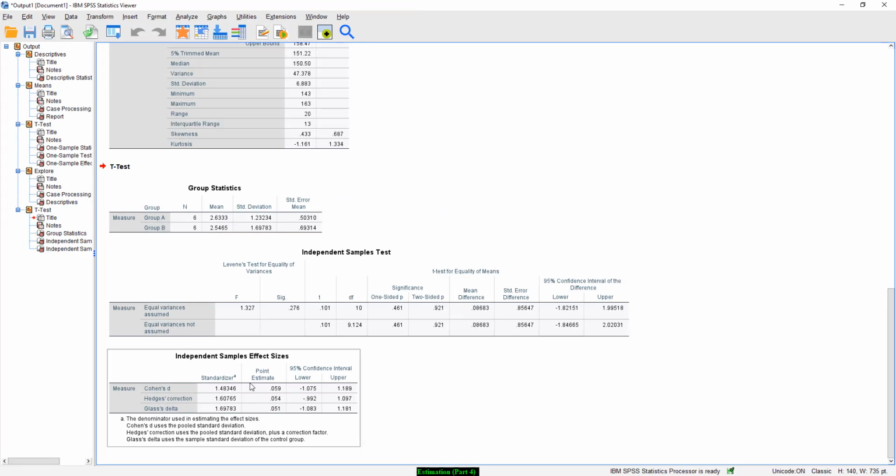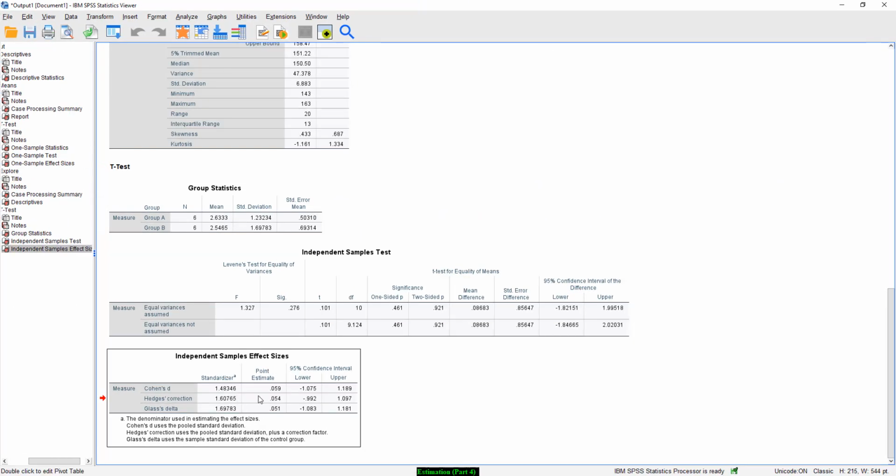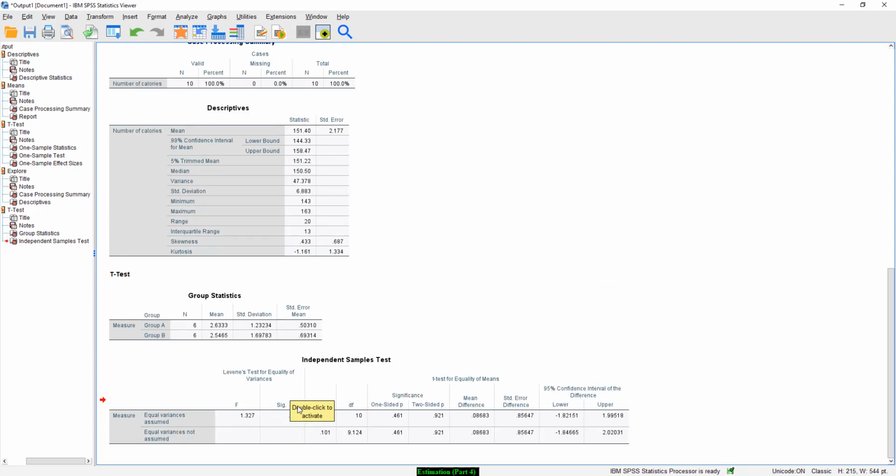So these are basically two tables. This one is an additional table. We don't want this. We need these two tables. The first table is group statistics, which gives us the value of the mean, standard deviation, and standard error of the mean. And this is the independent sample test. The first half is Levene's test for equality of variance. The second one is the t-test for equality of means.